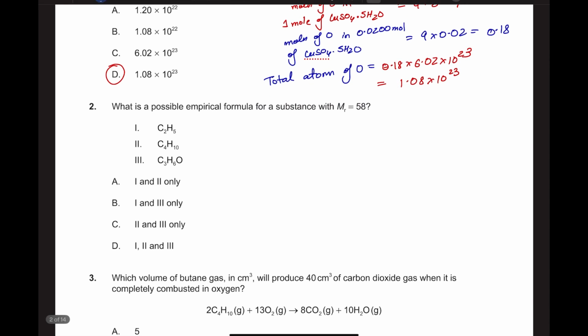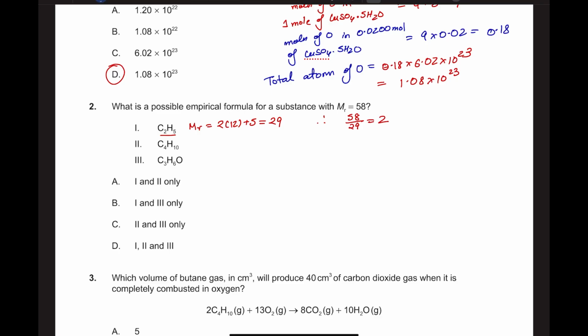Let's move on to the next one. What is a possible empirical formula for the substance with a molar mass of 58? Find the molar mass of C2H5, the empirical formula mass: 2 times 12 plus 5, which is 29. Now, if you divide 58 with 29, you get a whole number. So C2H5 possibly can be the empirical formula of a substance with MR 58.